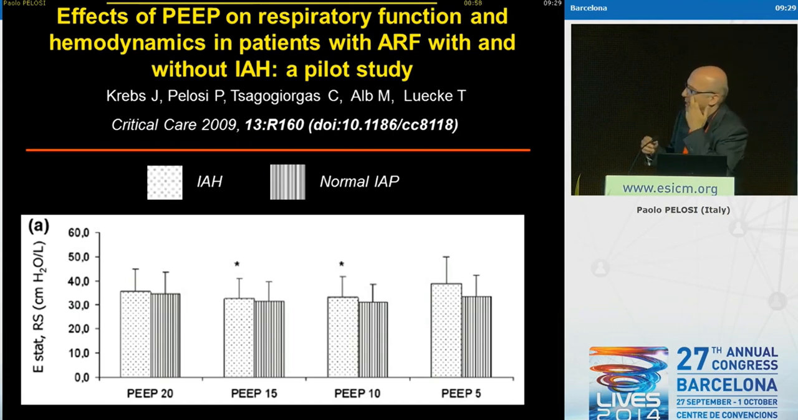Then we did another study in patients with intra-abdominal hypertension, looking at which was the best method, again, to set PEEP in patients. And what we found, as you see here, this is the elastance at different levels of PEEP in patients with and without intra-abdominal hypertension, which was not so high, not higher than 20 millimeters of mercury in this case. The elastance of the respiratory system was a good method.